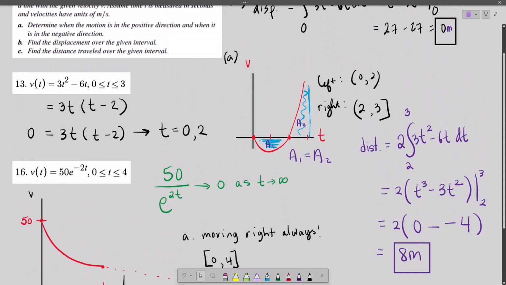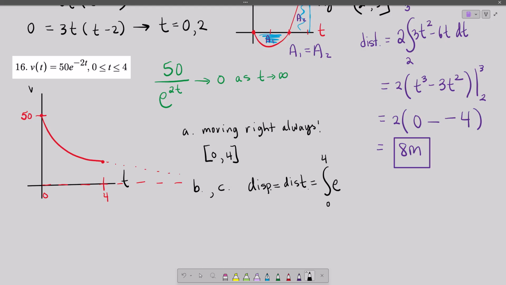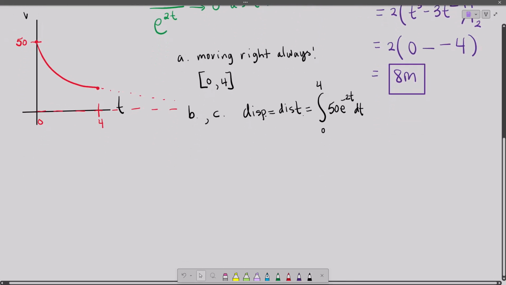And then displacement and distance, B and C are going to be the same. Because the velocity is always positive, the distance and displacement have to be the same. That displacement is going to equal the distance traveled. Those are going to be equal to the definite integral from 0 to 4 of 50 e to the negative 2t times t. Okay, now we have to integrate.